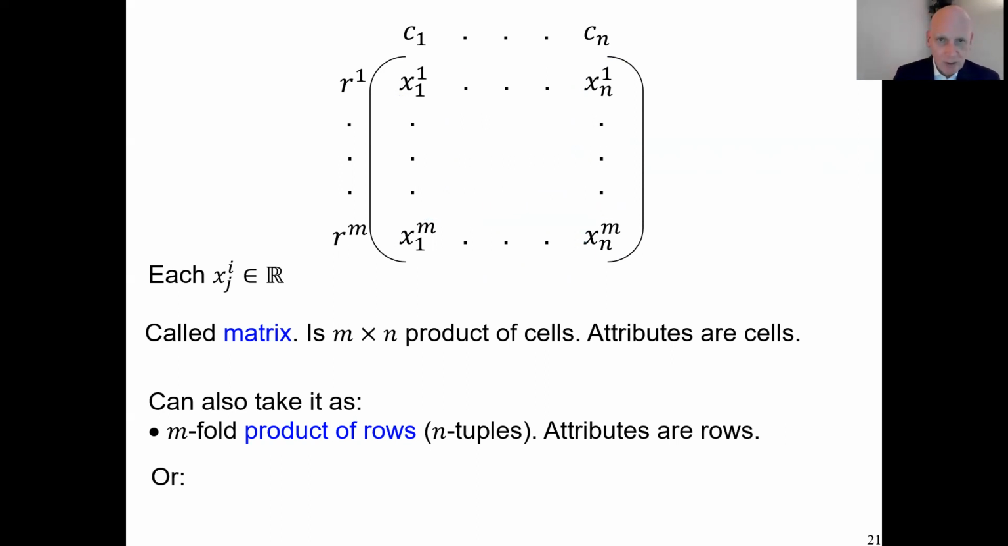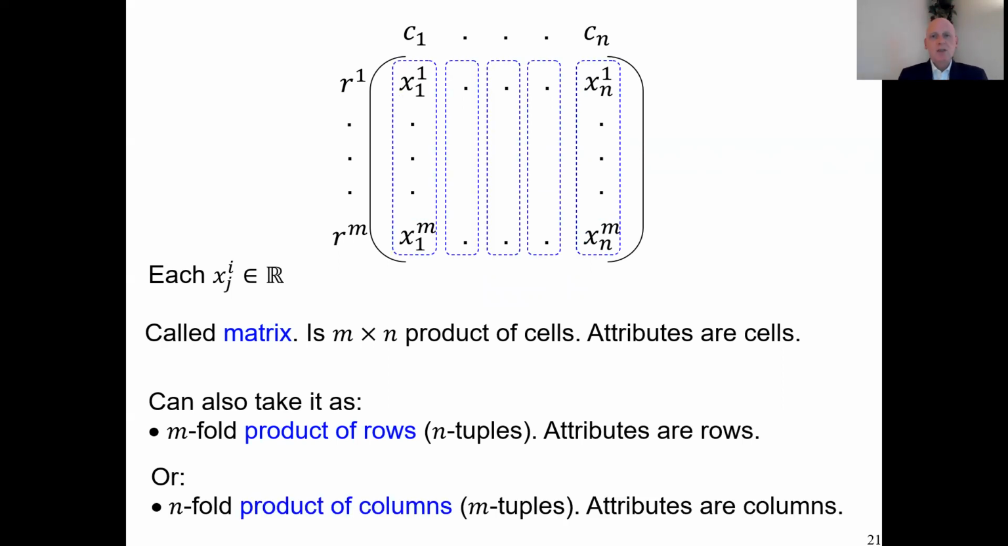Similar story for columns. I can say, I consider this to be an n-fold product set. There are n columns and they are combined. And then every single attribute in this interpretation is a column. I can do that. So all of these things can be done.